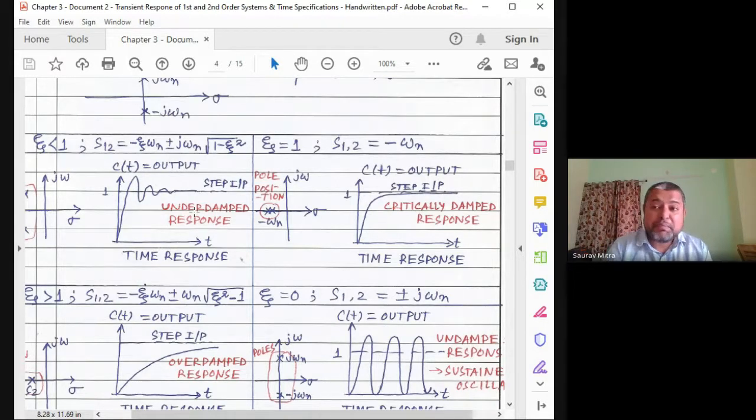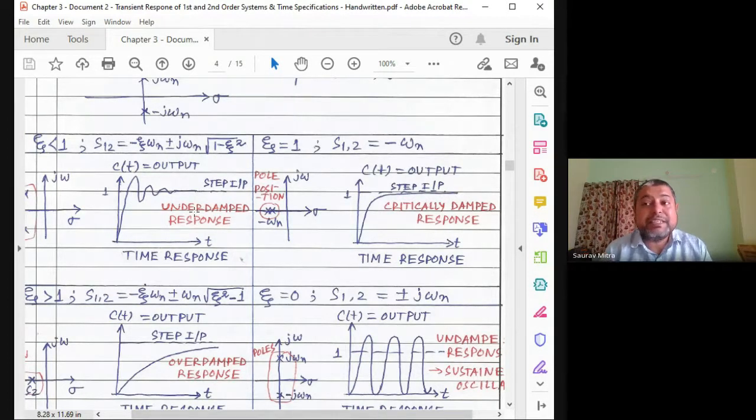Now if the input is a ramp, the input is also increasing with respect to time, and the output is also increasing with respect to time. The output is never going to reach steady state. So in that case, after a certain time, maybe 5 seconds or 10 seconds, you have to mention that at this time I am finding the error. If the input is t, then at 1 second the output is 1 volt, at 2 seconds the output is 2 volt, at 3 seconds the output is 3 volt.